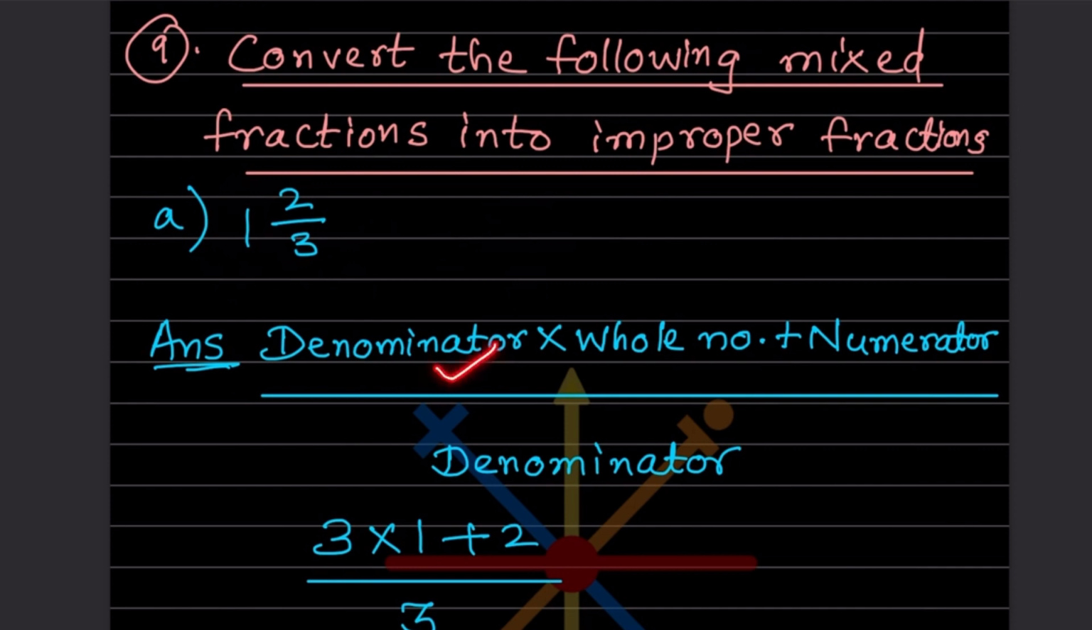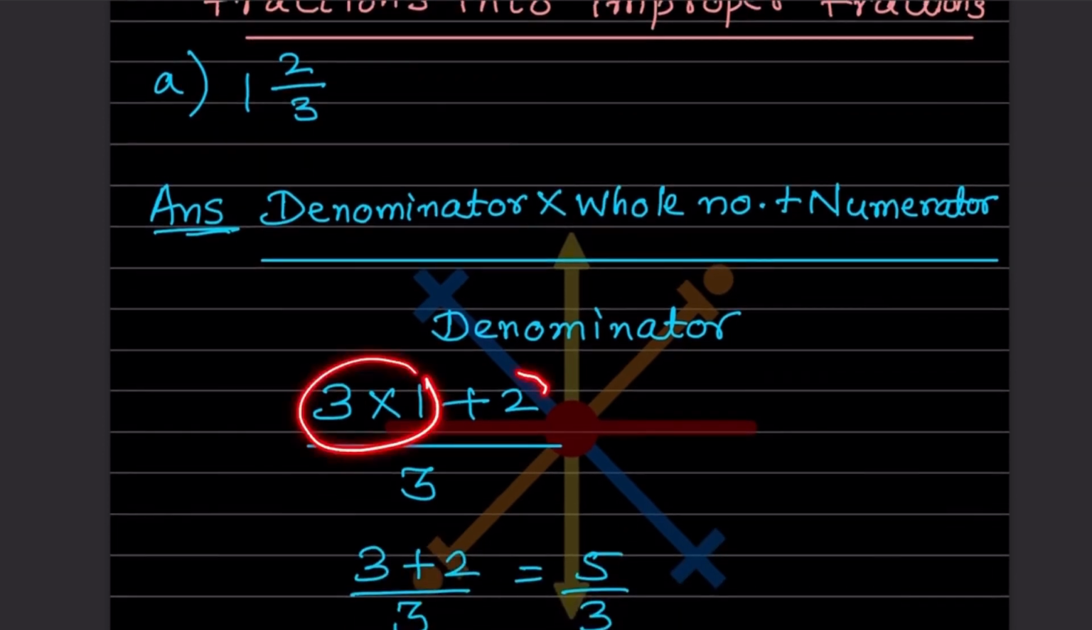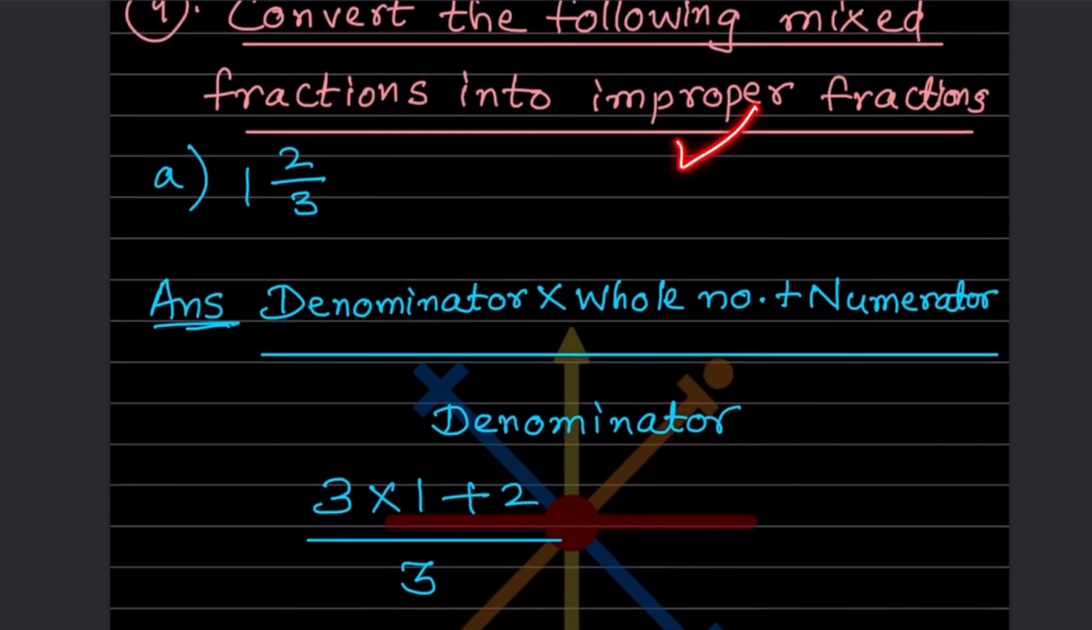So what did I write? The denominator. You multiply by the whole number, plus the numerator. Whatever answer you get, 3 multiplied by 1 is 3, plus the numerator 2. So what did you get here? 3 multiplied by 1 plus 2, and the denominator is 3. This is just practice. So what will you write here? 3, I did it separately, plus 2 by 3, that is 5 by 3. And they want the answer in improper fraction, so you have to keep this here.